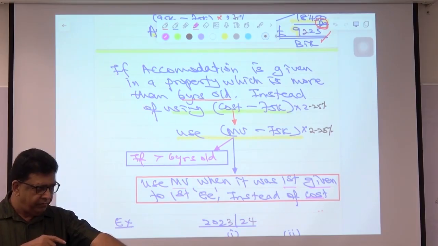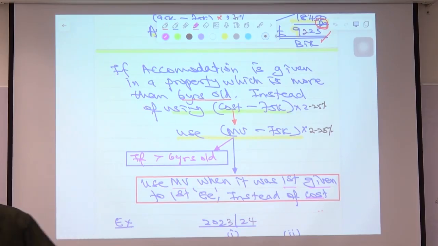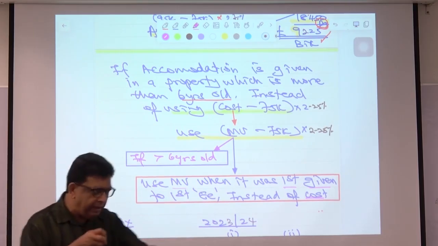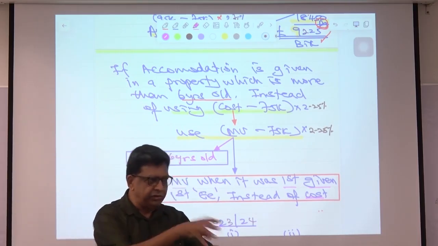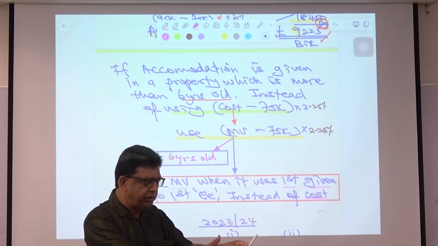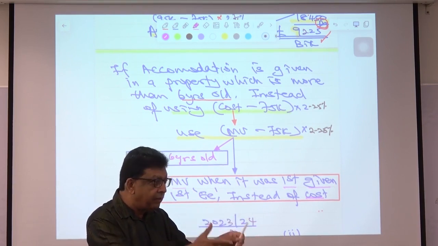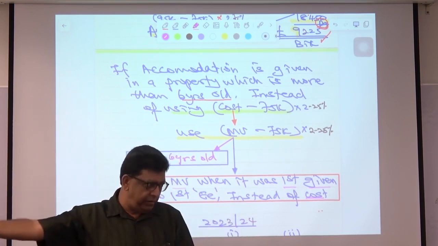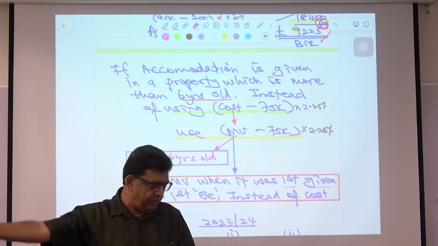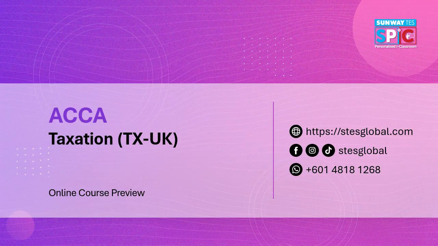So I'll use the market value when it was given to the first employee. When I gave to her, what was the market value? I take that market value, I'll apply it here if the property is more than 6 years old. I gave you the property more than 6 years old, I will use the market value when it was given to the first employee. Suppose you are the first employee, then no issue. Okay?